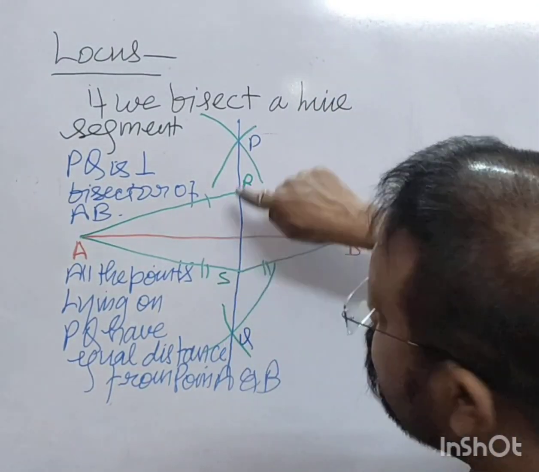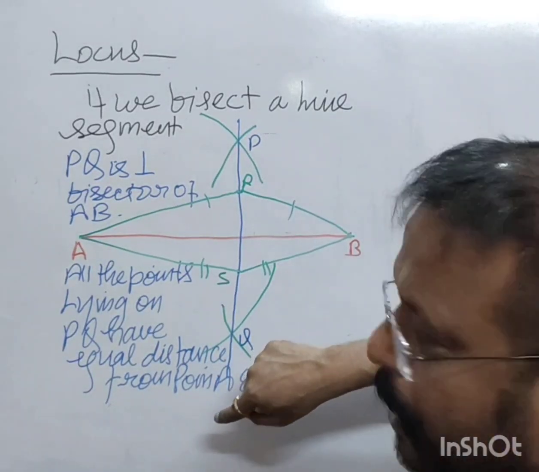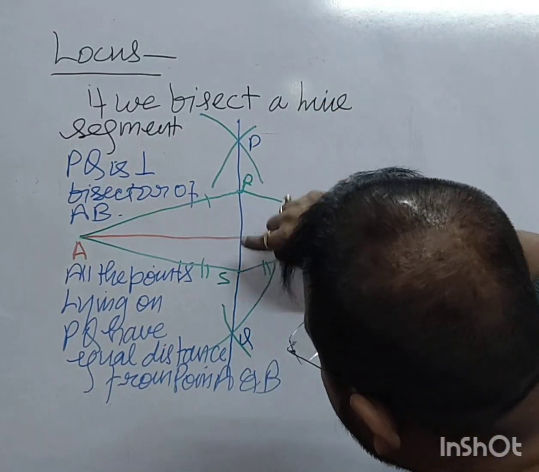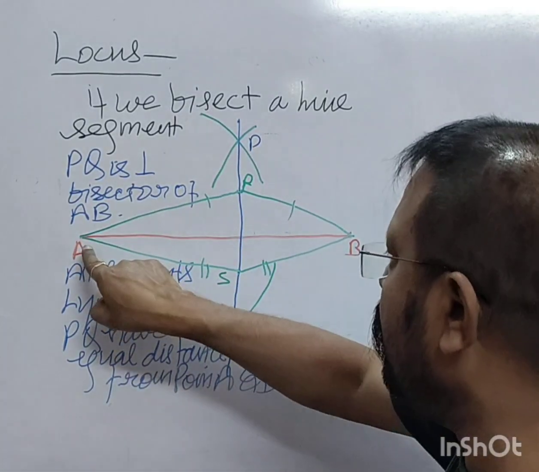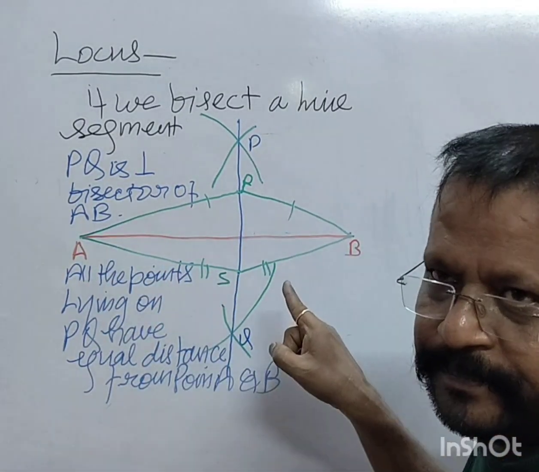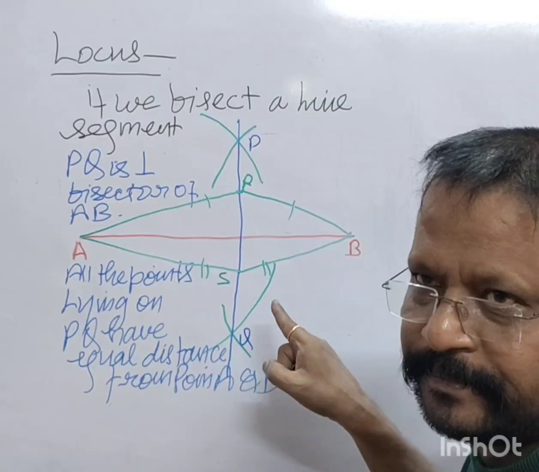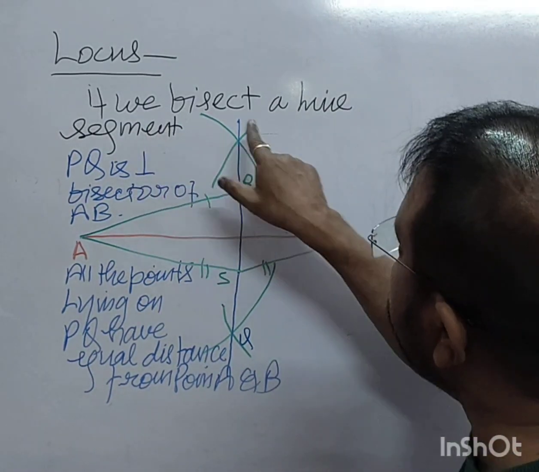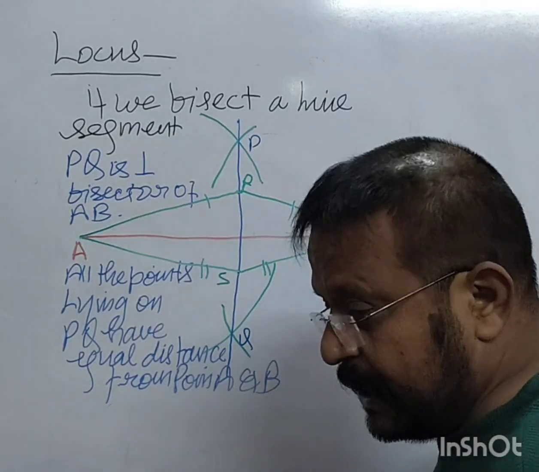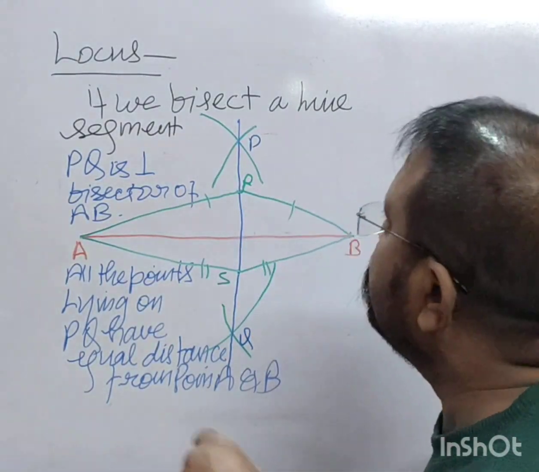Okay, so this is the locus. All the points of PQRS are the locus of line segment AB, right? This is for the line segment. If we bisect a line segment, then another thing is, should I rub?